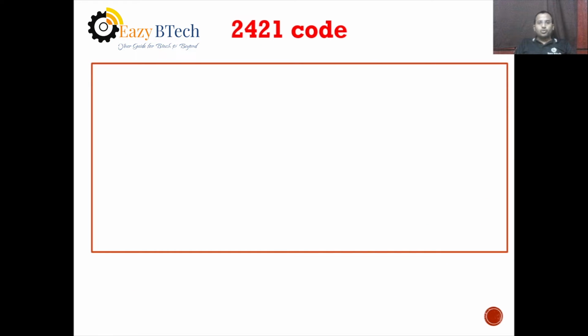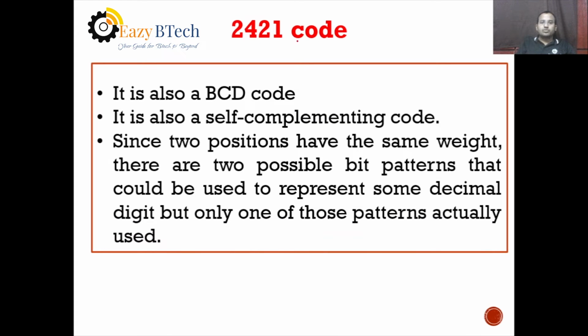So one such code is 2421 code. It is also a BCD code, one class of binary coded decimal, and it is also a weighted code. So 8421 and 2421 are positive weighted codes, because each position has a weight which is positive. We will see this in the coming sections.